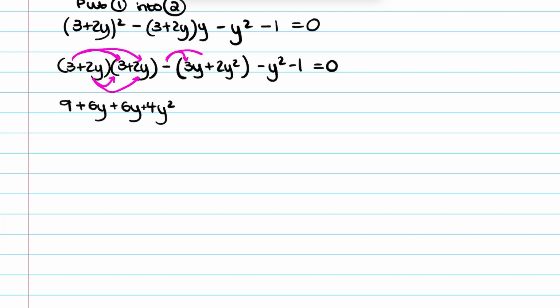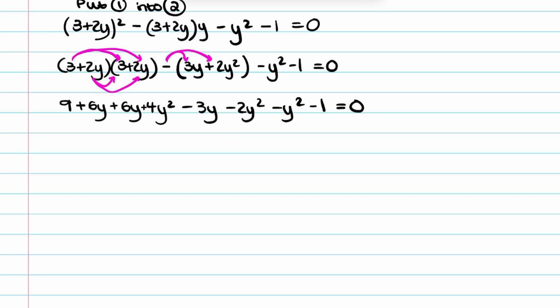Now I'm going to multiply this negative into the bracket here. So I'm going to have minus 3y minus 2y squared. And then I'm just going to write the rest of the equation down. So minus y squared minus 1 equals 0. Right, now I'm going to simplify.